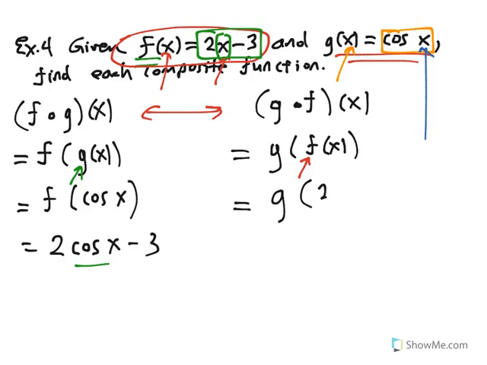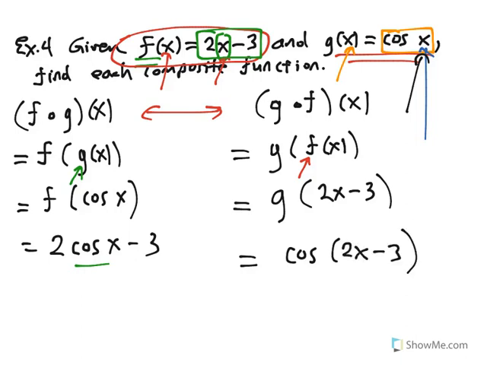So that will then be given as an input for the function g. And what will g do? Whatever it gets, it takes the cosine of it. So you're going to have cosine of 2x minus 3. So that's an example for finding composition of functions.